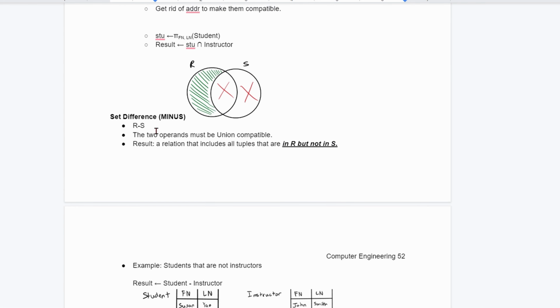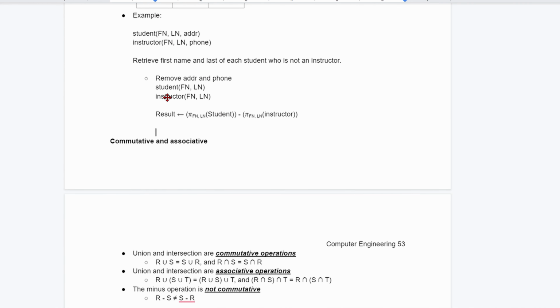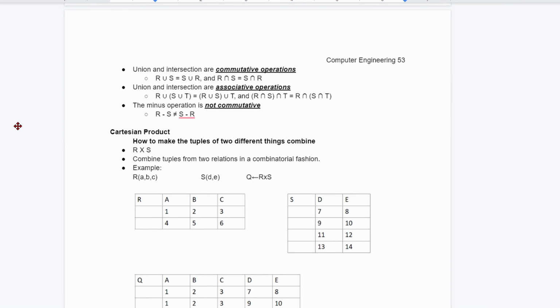So that is it for our set differences. This is for minuses. Next, we're going to look at commutative and associative with our Cartesian product.